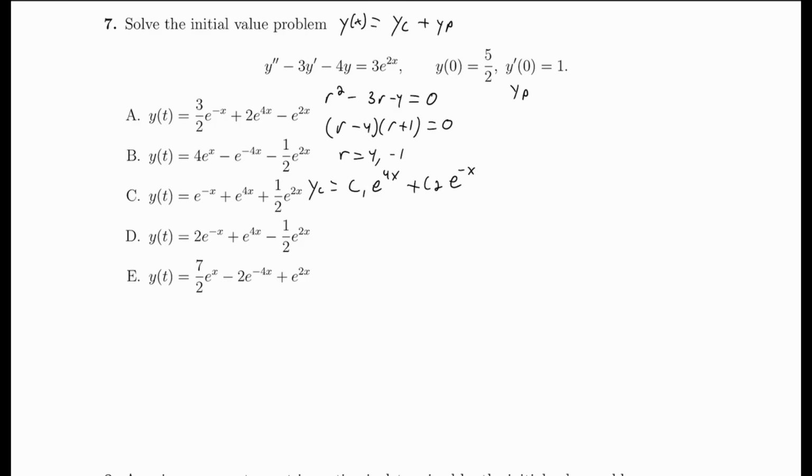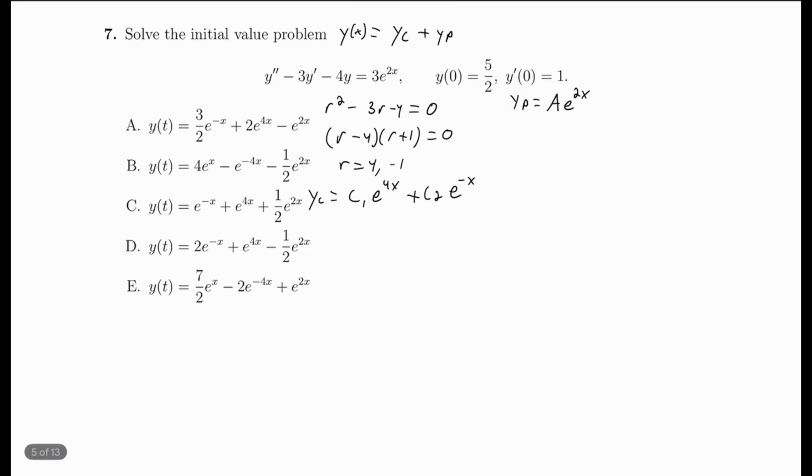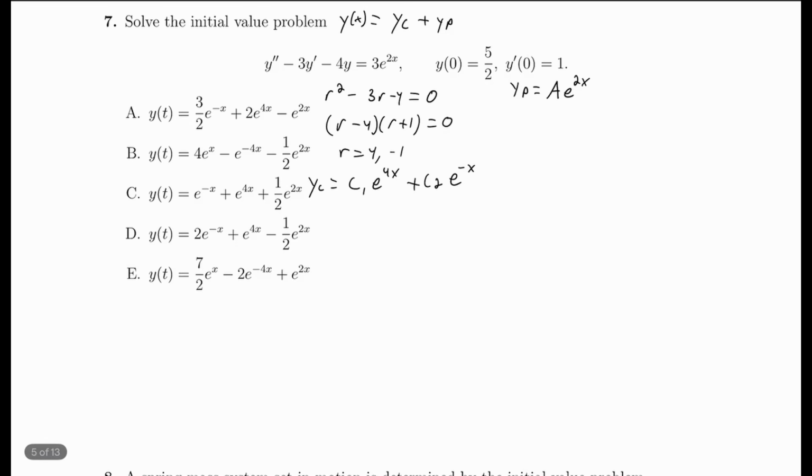Because our right-hand side here has an e to the 2x, we know that somehow our yp is going to have to be something times e to the 2x in order to get anything of that form. When we make this guess, we're also going to go ahead and check against our complementary solution and make sure none of the terms match in form. So we have an e to the 2x here. Here we have a 4x and we have a negative x. None of those are e to the 2x, so we're good. We don't need to change our particular solution guess at all.